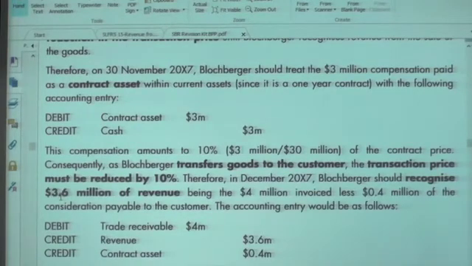Is that clear? Now, at the end of the first financial year, end of December, how much revenue did you render? 4 million. But you can recognize only 90%. 4 million, 90% means 3.6. Here, receivable debit 4 million, but your revenue credit 90% on that, 3.6. The balance 0.4 million will be credited from this contract asset.